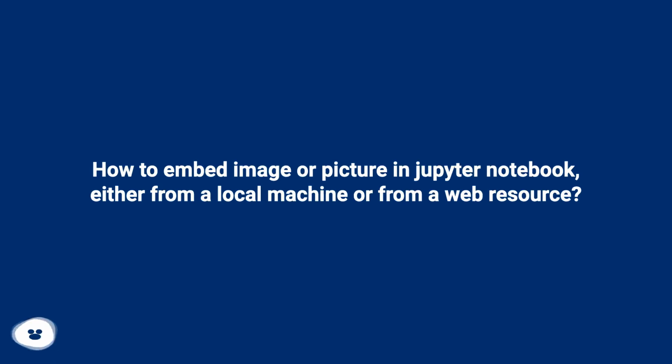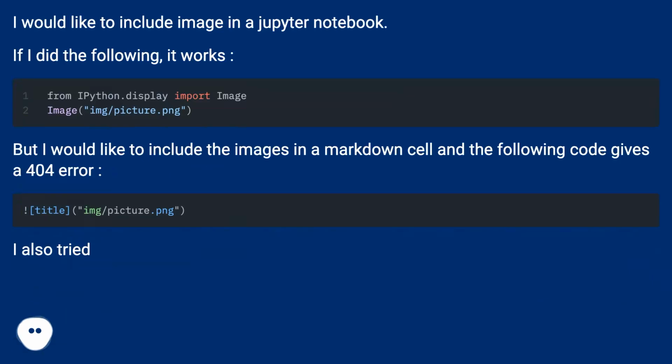How to embed an image or picture in a Jupyter Notebook, either from a local machine or from a web resource. I would like to include an image in a Jupyter Notebook. If I did the following, it works.